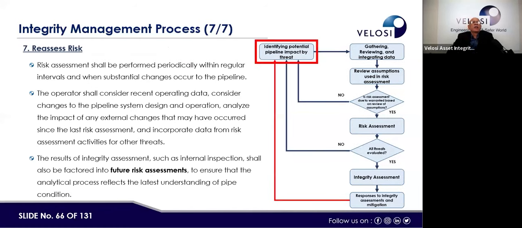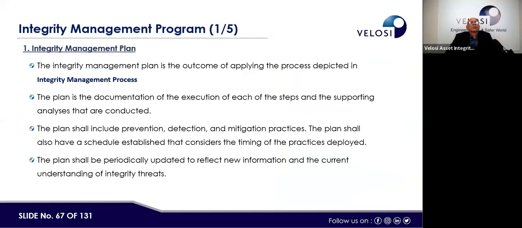The risk assessment part we have covered in general, and it is part of the activity as such. Next, from the integrity management program point of view, is the integrity management plan, how we plan our activity for the integrity management of the pipeline. There is some repetition of information from how the standard is defined. The integrity management plan is the outcome of applying the process depicted in the integrity management process. The plan is the documentation of the execution of each of the steps and the supporting analysis that are conducted.